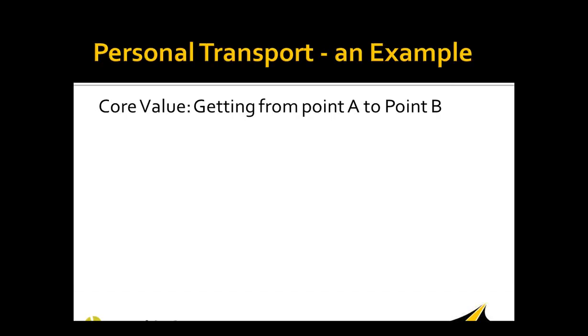So let's take an example of personal transport. The core value here for any user is getting from point A to point B. But if you look at things a little more closely in terms of different kinds of users, you will discover differences. So let's look at this. We have Kate here, a mother of two, and she wants to travel together with her entire family, with her children and her partner.